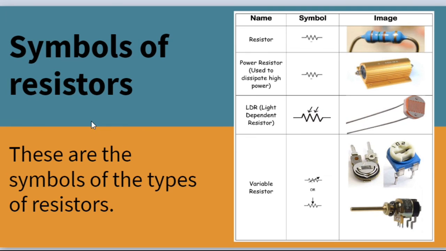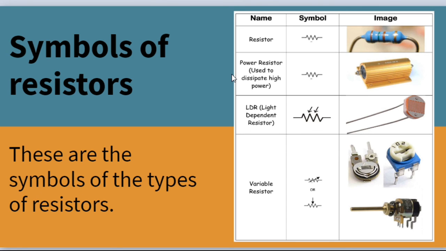Symbols of resistors. These are the symbols of the types of resistors. This is the symbol that exists in the circuit diagram that we use to design our circuit. The first type is the normal resistor, and this is its symbol, and this is its shape in real life.